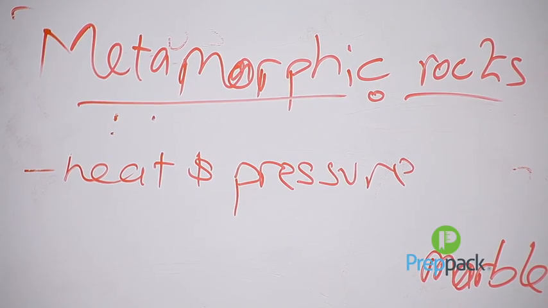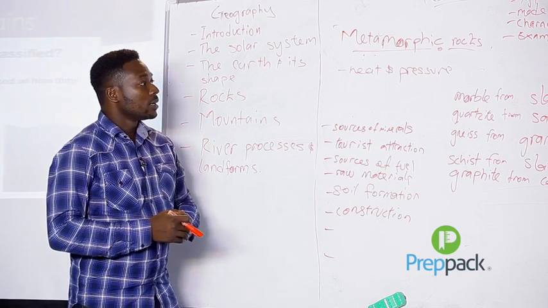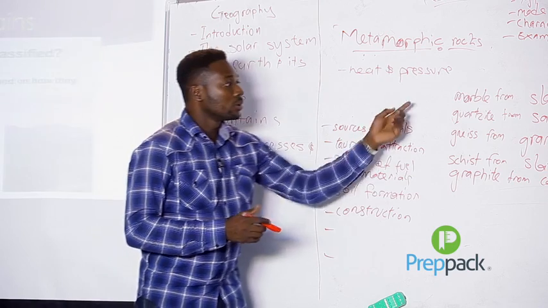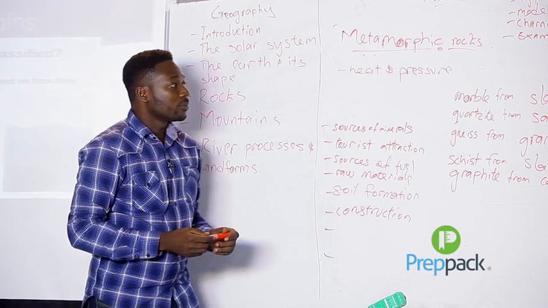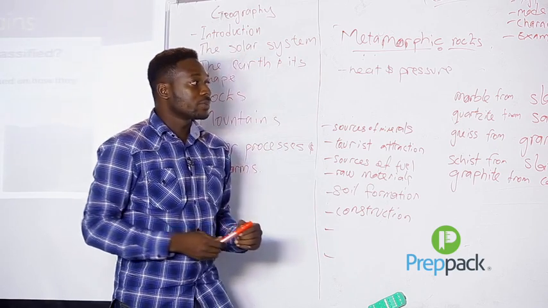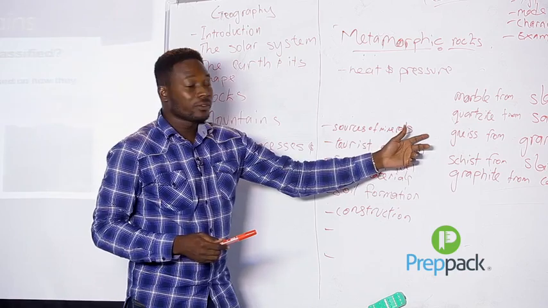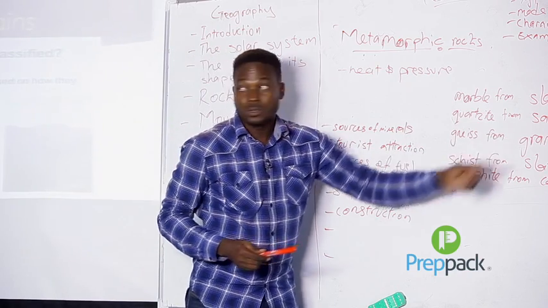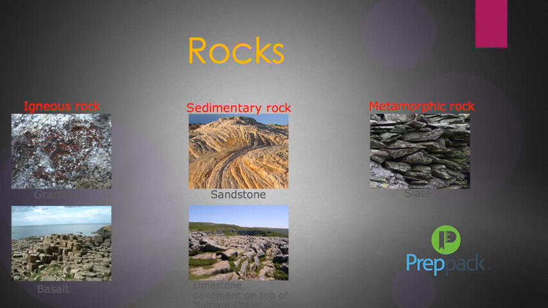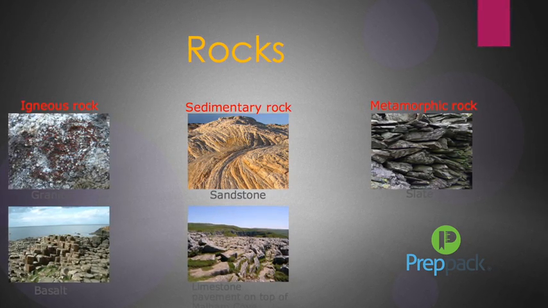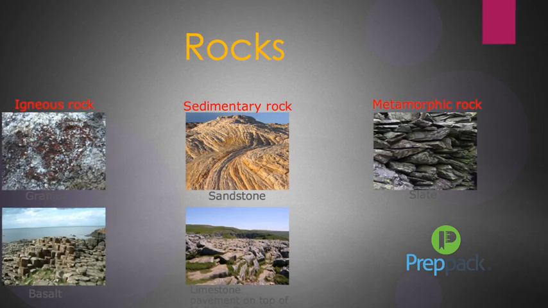Looking at the metamorphic rocks, slate turns to marble. So marble is a good example of a metamorphic rock. Metamorphic rock, it is formed from slate. Quartzite is another example of metamorphic rock. It's formed from sandstone, and gneiss is formed from granite. Granite is an igneous rock. When it metamorphosizes, it turns to gneiss.